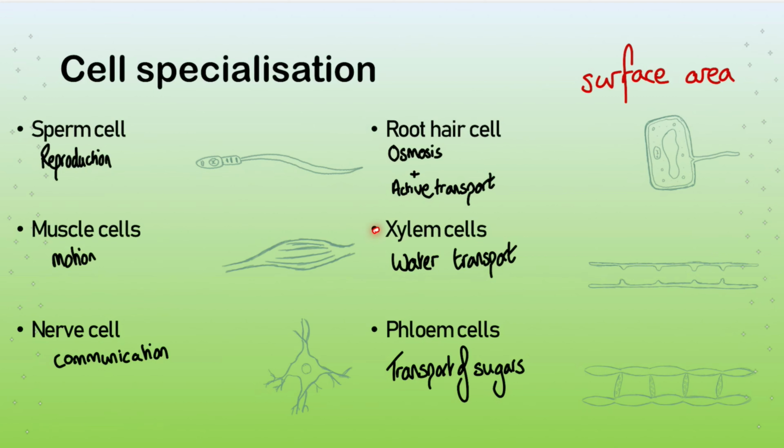And the final two are for transport, which is the xylem and the phloem. Again, these are in plants, in the vascular bundle, which is where their plant veins are, if you like. The veins are the xylem and the phloem in the vascular bundle. The xylem is for transporting water, and the phloem is for transporting sugars.